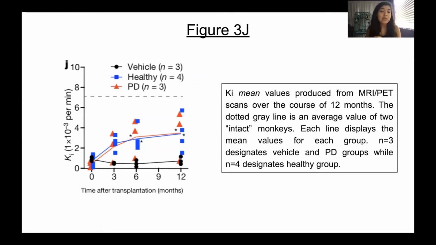So intact means this was before they were given MPTP, and then the onset of symptoms, and then given transplant. So these values just allow for value comparison.